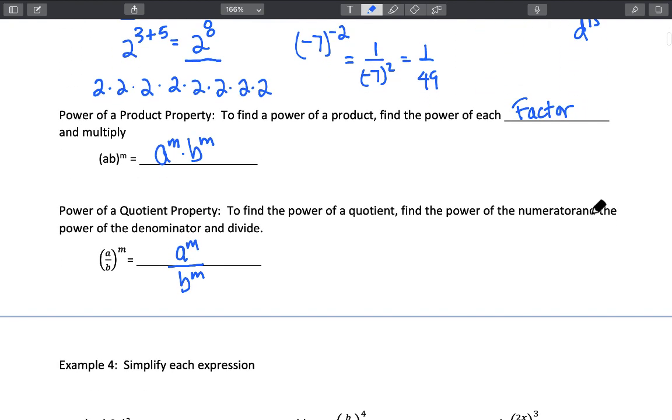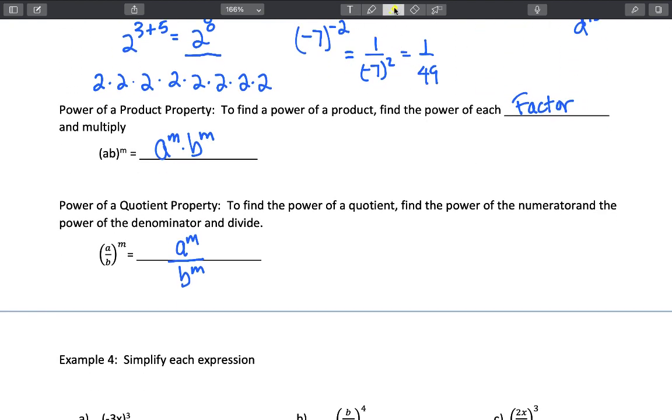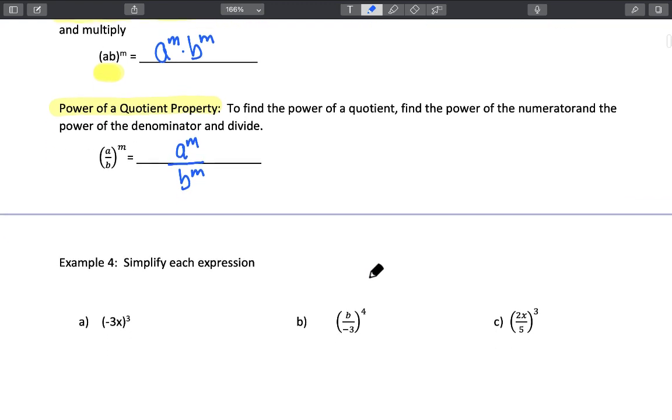All right, we have a few more properties here. We've got a power of a product property, which says now if you're going to take a product like AB and raise it to a power like M, you need to distribute that exponent to those two factors. And then we have a power of a quotient property. That power of a quotient property says that whenever you're going to take a quotient like A over B and raise it to the n power, then both the numerator and the denominator get raised to that same power.